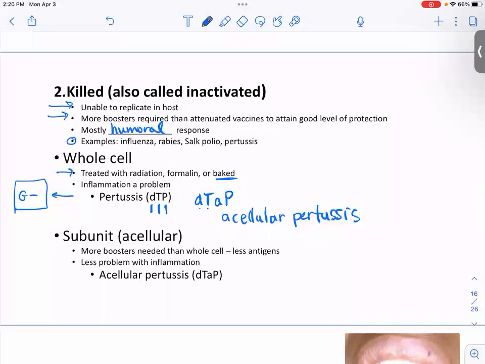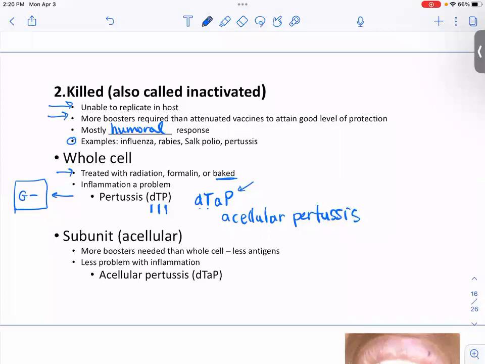Okay, so if you look up this vaccine, there's lots of different varieties with capital letters and lowercase letters. Different ages get a different variation of that DTaP vaccine. But when it's the aP, it's always the acellular pertussis.